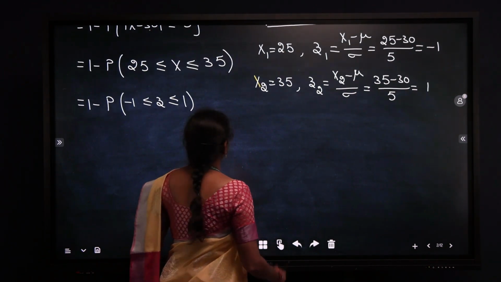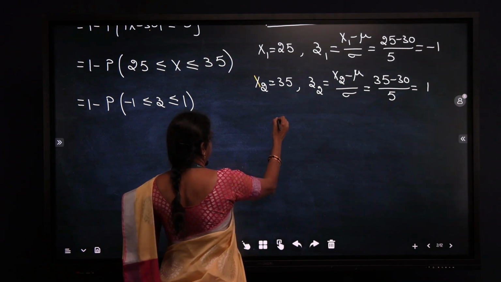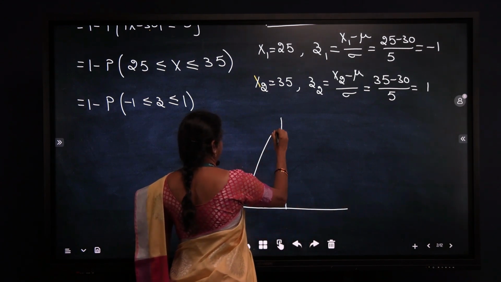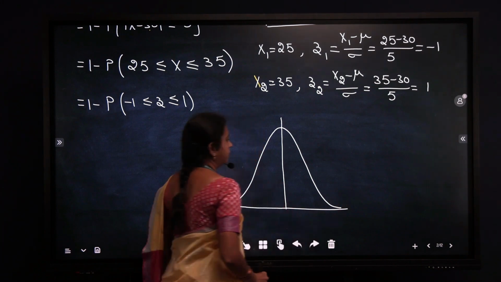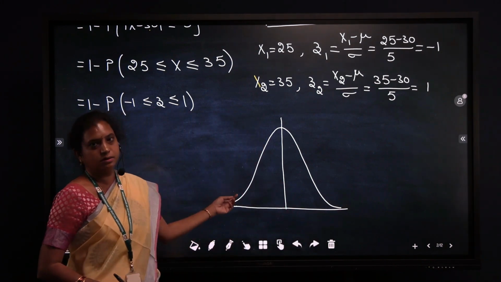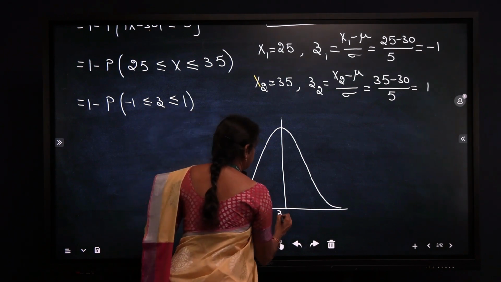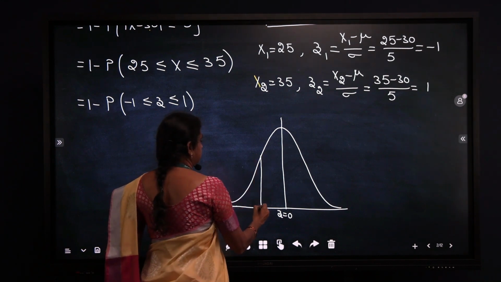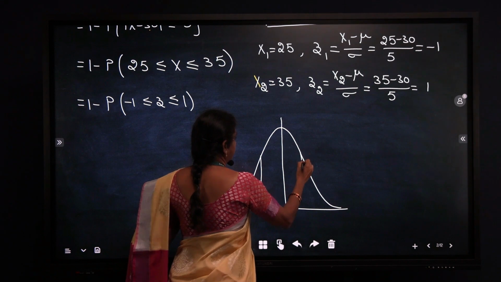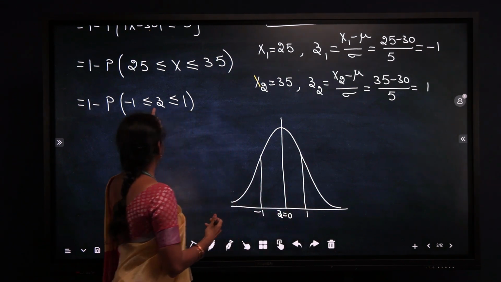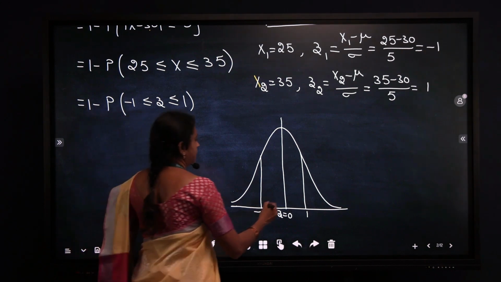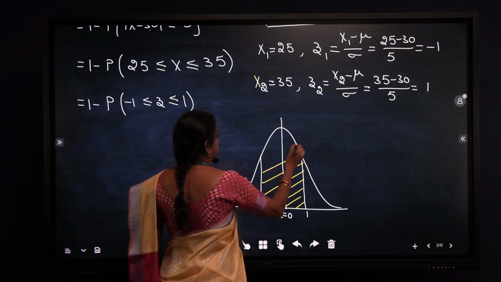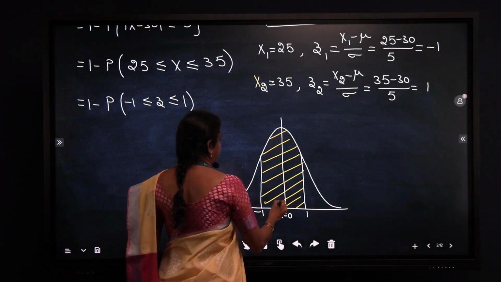So here again I'll plot the values. What we have is the normal curve. And remember, it will never touch the x-axis because the x-axis is the asymptote. So z is equal to 0, and we have -1 which is taken on the negative axis, and z equal to 1, I'll take it on the positive axis. So it is given that z will lie between -1 and 1. So I'll take the area between -1 and 1, right?